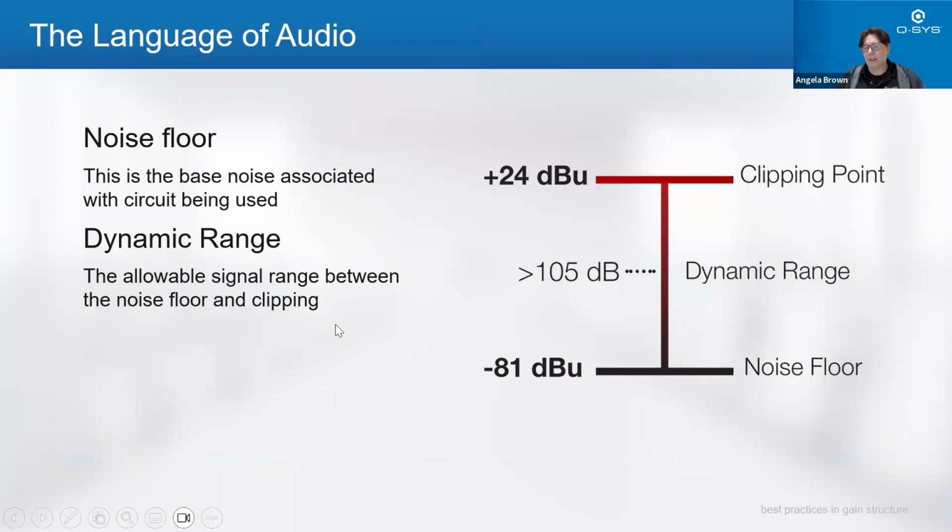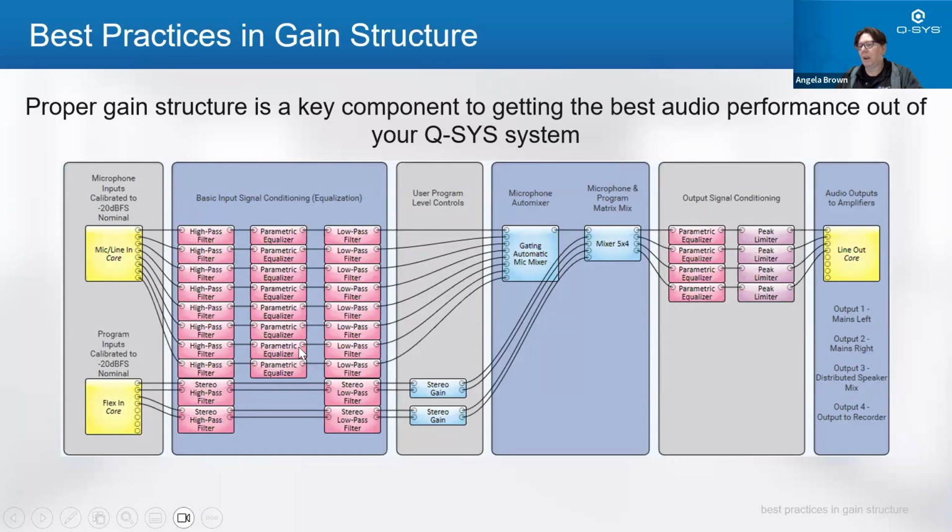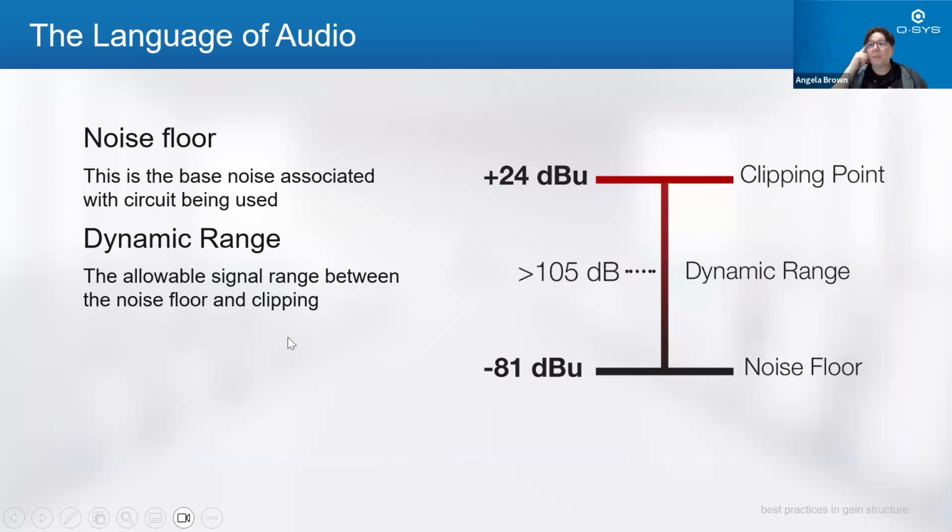The first thing that we've got to talk about is noise floor and dynamic range. Our noise floor is the baseline noise level of the electronic circuit when no signal is being processed through that circuit. Essentially, the sum of all the noise sources and unwanted signals in the system.